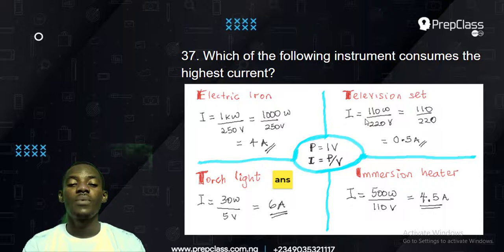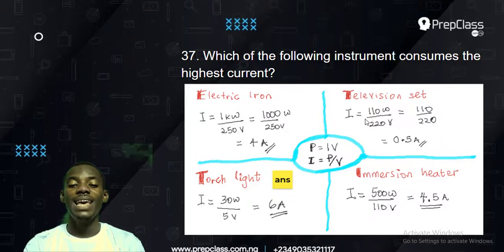Then for the torchlight, we have 30 watts over 5 volts, giving me 6 amperes. And that is quite large. And for the immersion heater, the power is 500 watts over 110 volts. That's 4.5 amperes. So when you finally calculate everything carefully, we can see that the one with the largest current is the torchlight. Actually, the torchlight has the highest current consumption.